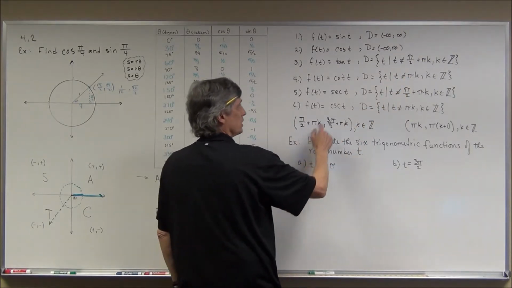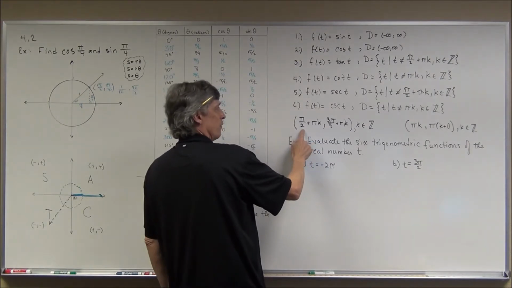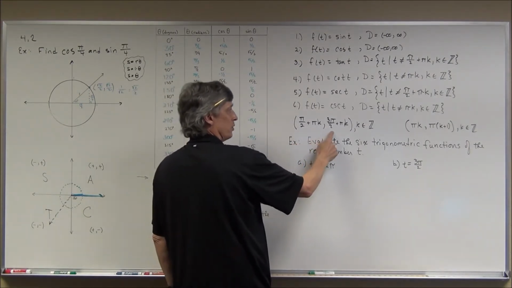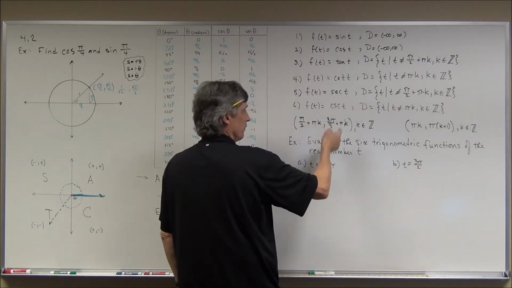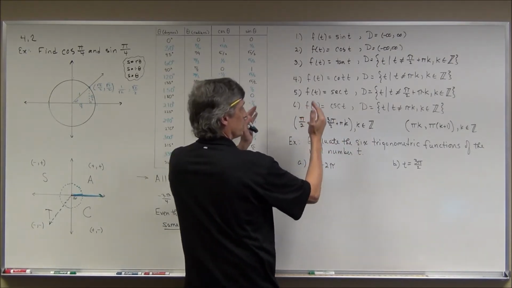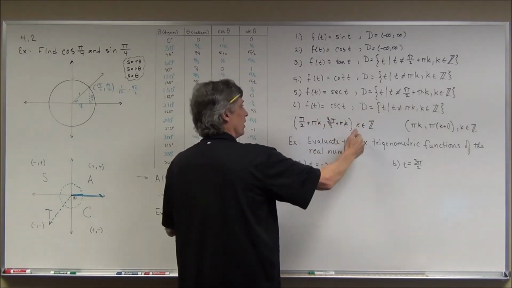So one way to do this for tangent and for secant would be to say pi over 2 plus pi k, comma, 3 pi over 2 plus pi k, where k is an element of the set of integers. So that would give you all the intervals between pi over 2 and 3 pi over 2, between 3 pi over 2 and 5 pi over 2, between 5 pi over 2 and 7 pi over 2, and so on.